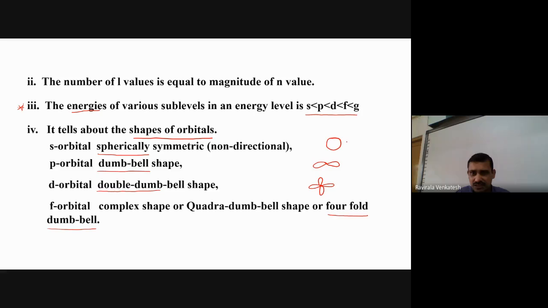In examination, they will ask you to draw the shape of an s orbital, p orbital, d orbital like that. So what is the significance here? It explains the shape of the orbitals, which shape it has. Remember these shapes: spherical, dumbbell, double dumbbell, and 4-fold dumbbell. Very, very important one it is.